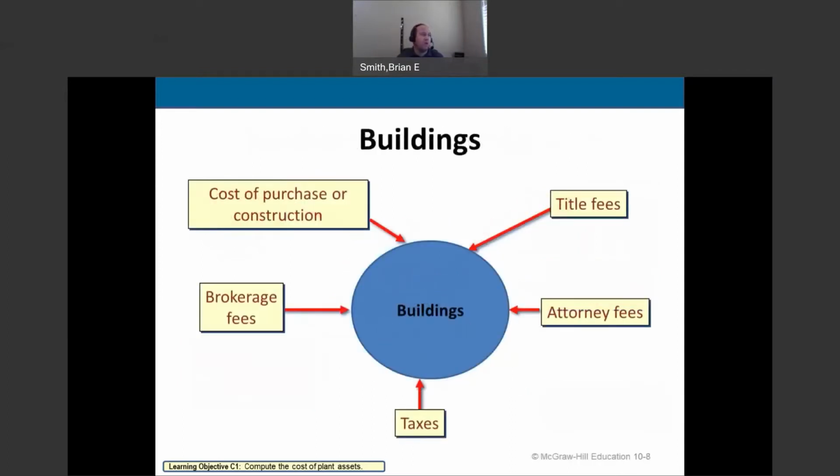Buildings, you're going to have brokerage fees, attorney's fees, title, taxes, cost of the actual purchase. Maybe you're going to need to do a valuation on that. All kinds of expenses that I learned when buying a piece of land or building.